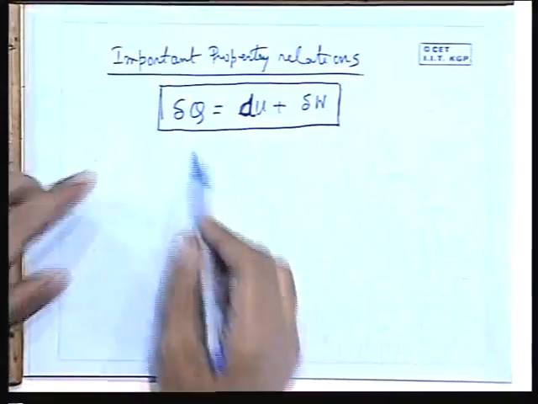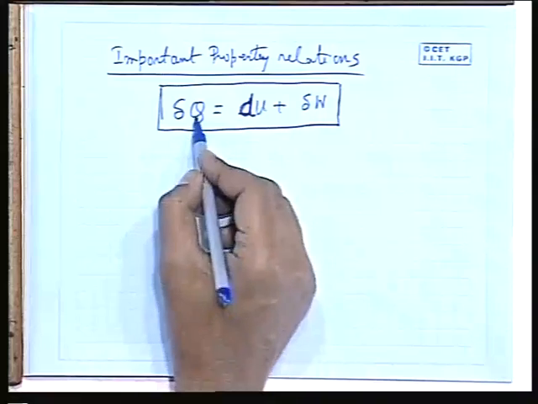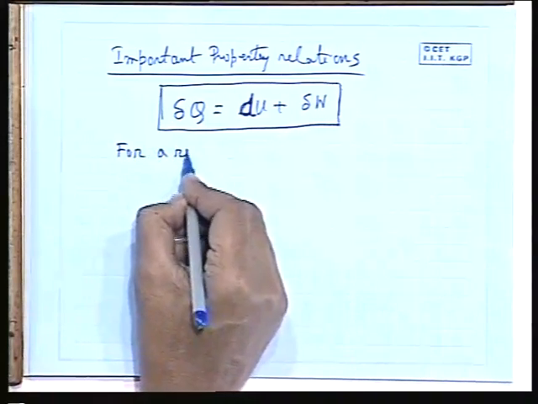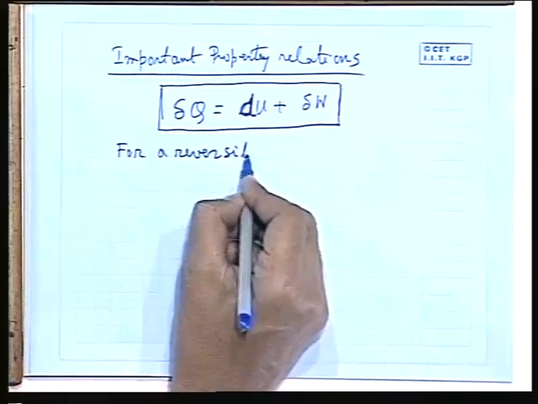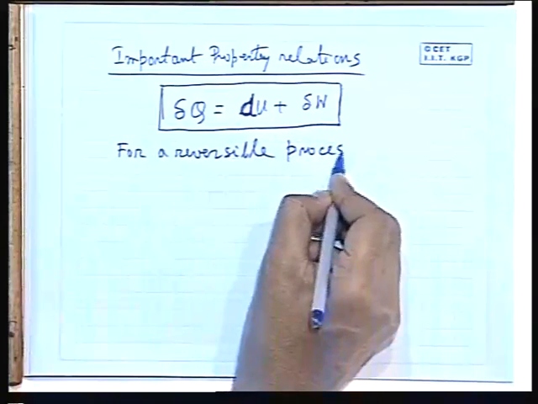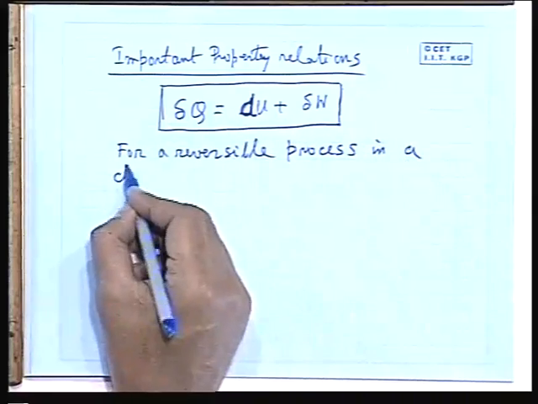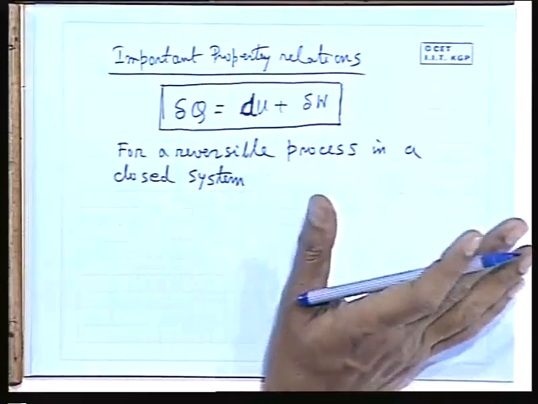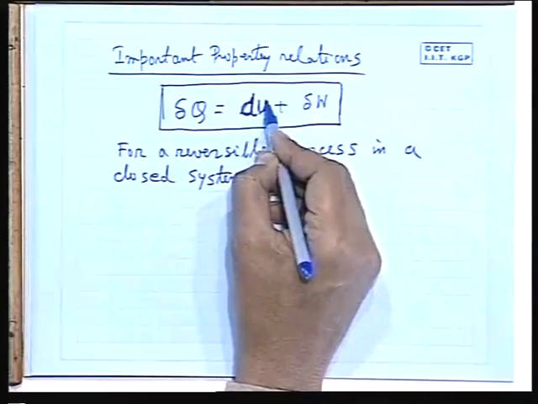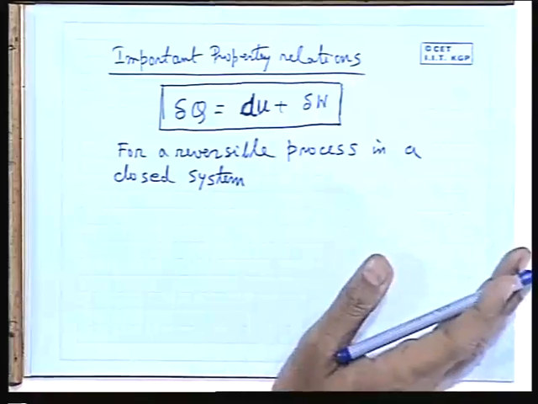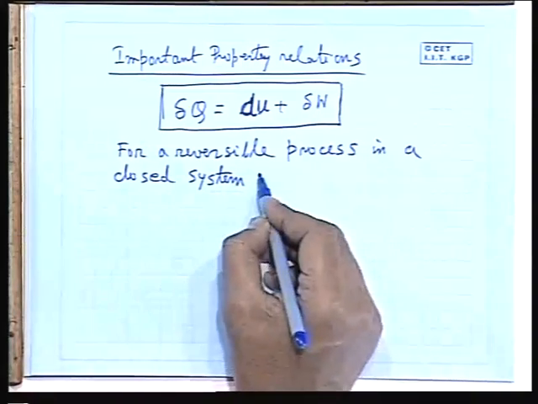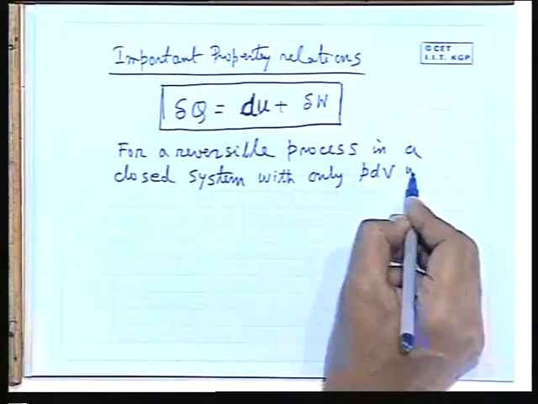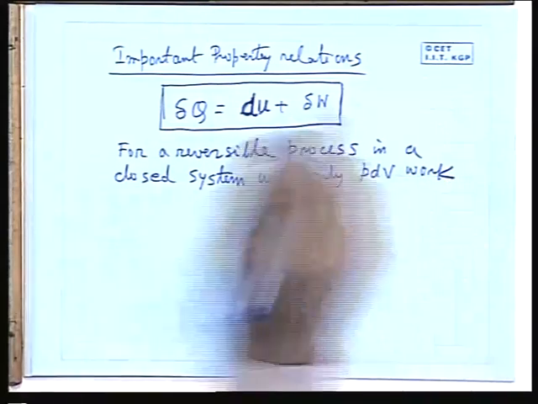So this is the first law, that is nothing but the law of conservation of energy. Now if I write this law for a reversible process in a closed or stationary system, where there is no other movement, the change in internal energy is only intermolecular energy, there is no change in kinetic energy or potential energy. In a closed system with only PdV work, that means only displacement work under reversible conditions.